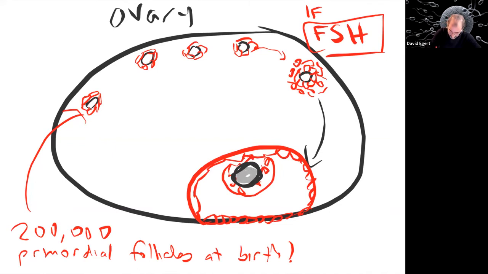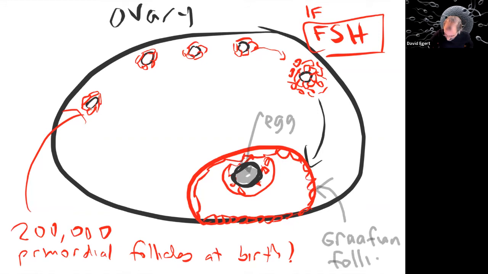So there's the egg. This whole big thing here, this is what we call the Graafian follicle. It's kind of ready to go. There's this fluid-filled space inside. Maybe I'll use my typer. It's called the antrum.